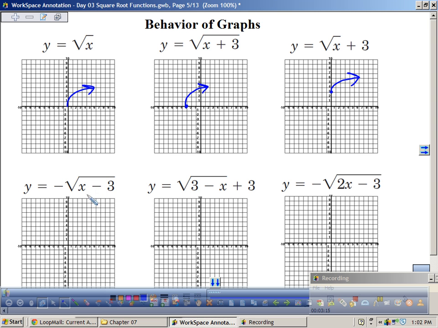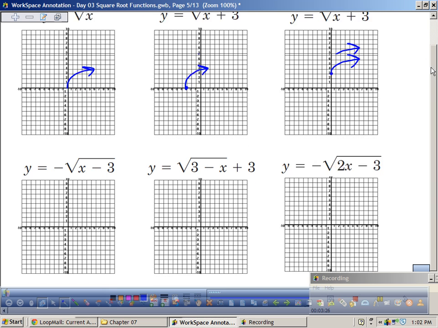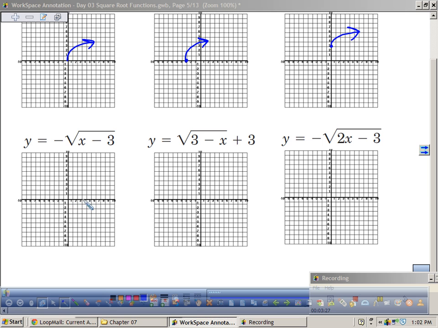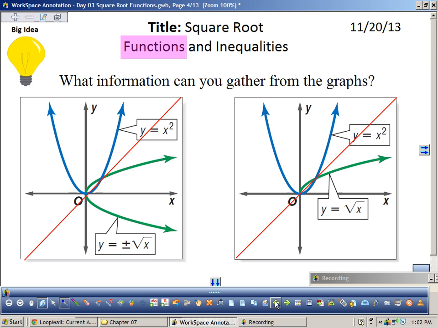Okay? This one would be to the right 3, and then what? Opposite direction. So instead of going like this, it would be, right? Because isn't that the other half of this graph right here with a negative in front of it? Wouldn't that be the other side of it? Right?